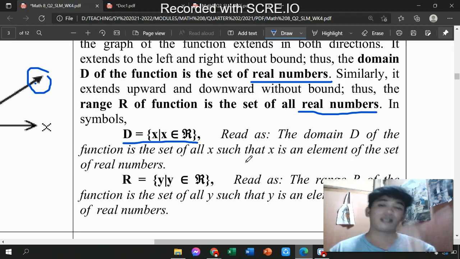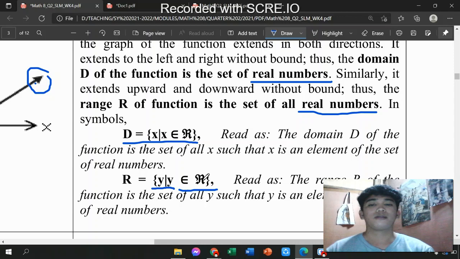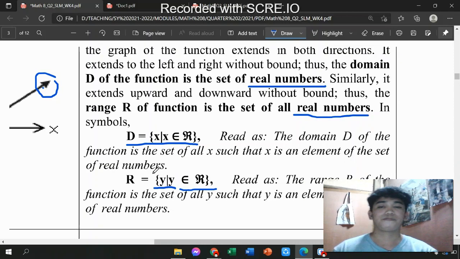How about the range? Same gihapon. R means range. The range of the function is the set of all y such that y is an element of the set of real numbers. So that is how you write the domain and the range.